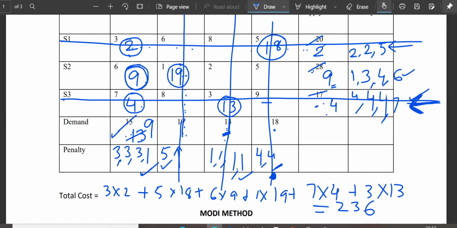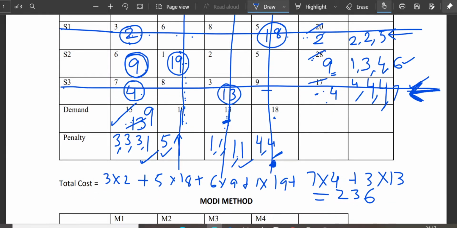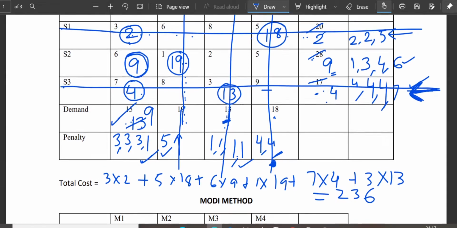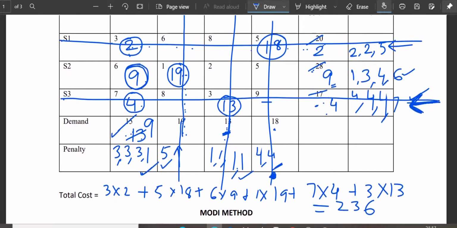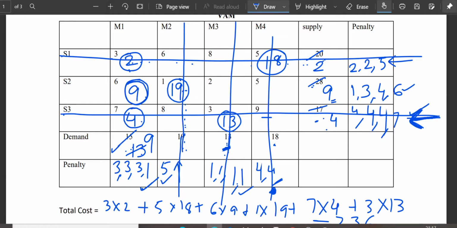Now I do not know whether this solution is an optimal solution or not. To check the optimality, I need to apply the MODI method on this solution. If I get all delta ij greater than or equal to 0, my answer will be optimal. If any one of the delta ij is less than 0, then I have to draw the loop and reduce the cost, right? So let us check whether this is the optimal answer. I will first copy down these circles in the next table. No need to copy down the supply and demand, and no need to copy down the penalties. I need only the cells.